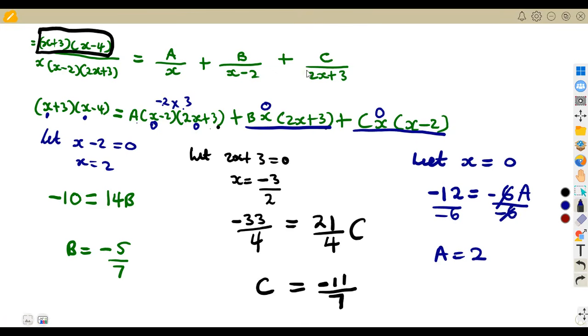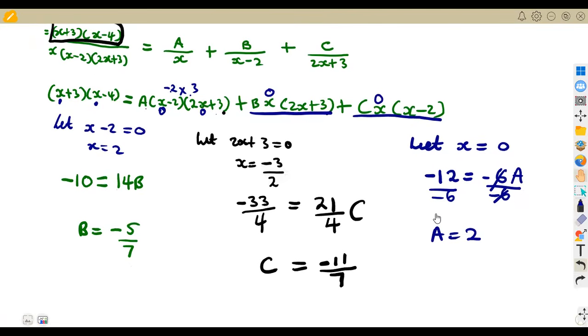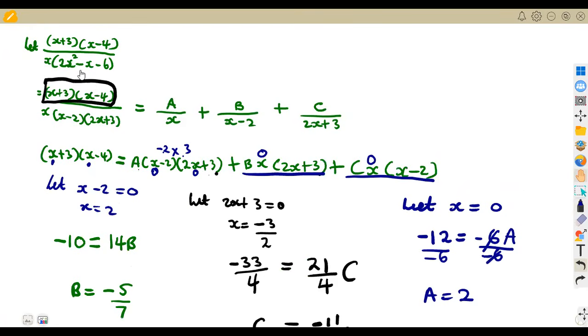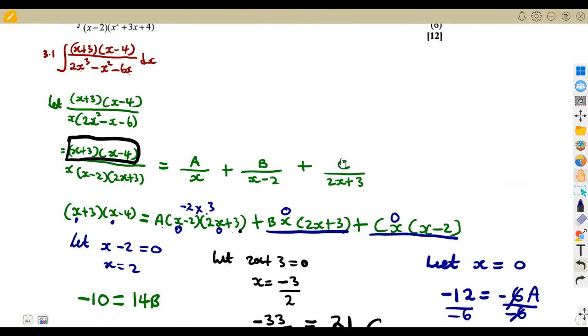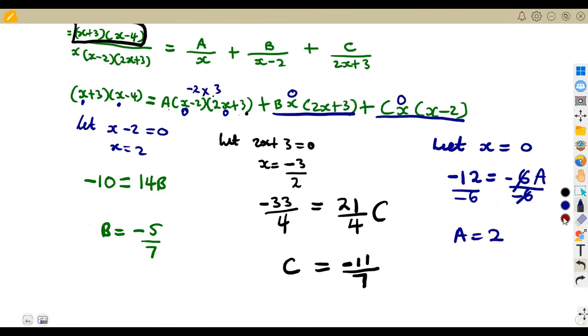We have a B, we have got a C, and this is what we have from our partial fraction here. It's A over X. We're going to substitute whatever we are given here so that we'll be able to integrate this with respect to X. From this formula we said this is going to give us A over X. Our A is 2, so that will be 2 over X.